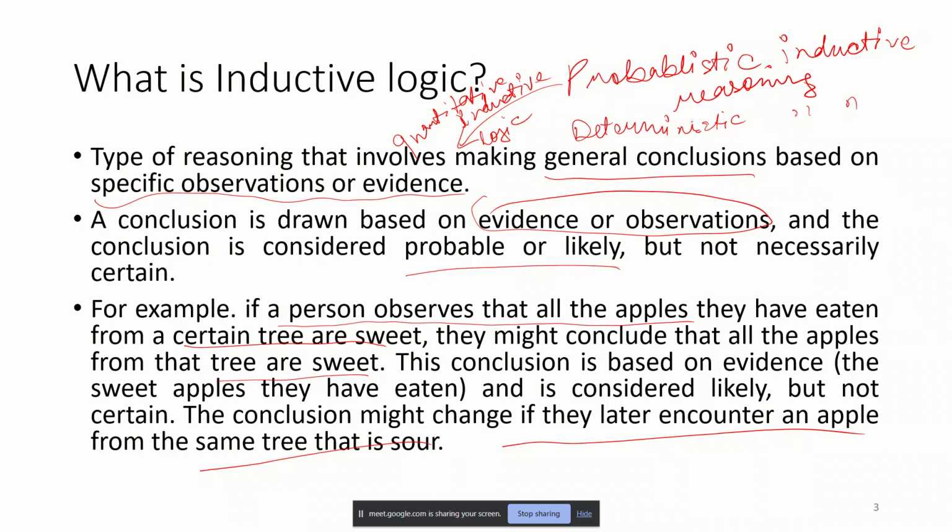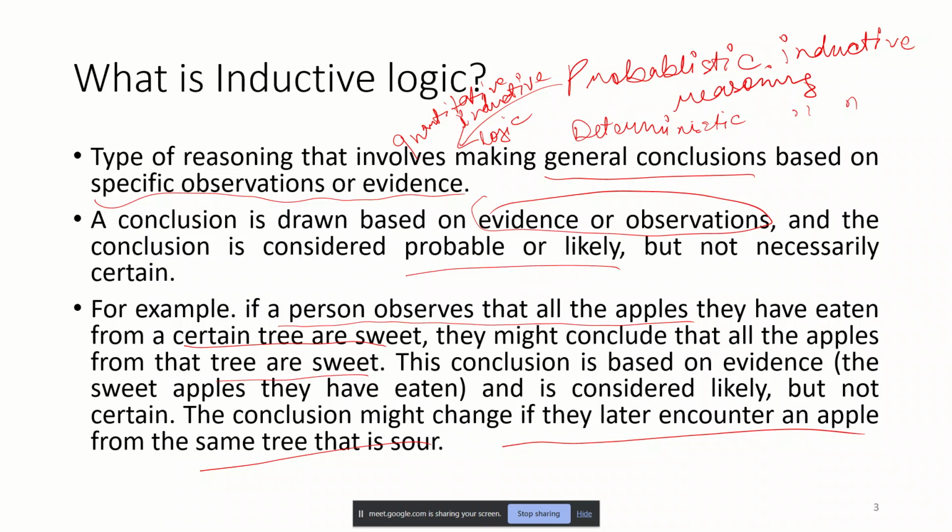But in inductive logic, we go from specific to general. Am I right? Yes, specific to general. Each time a person eats an apple, that is a specific event, and then we get a general truth, kind of. Could you please explain again?